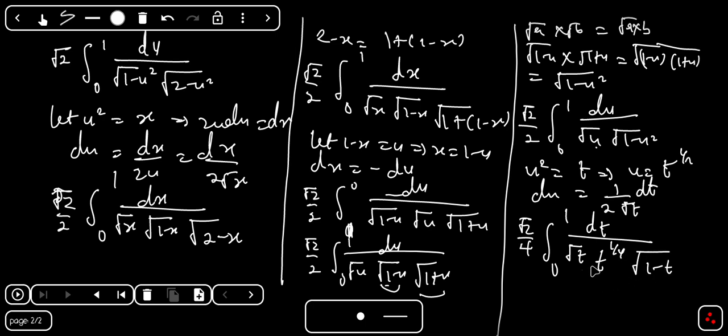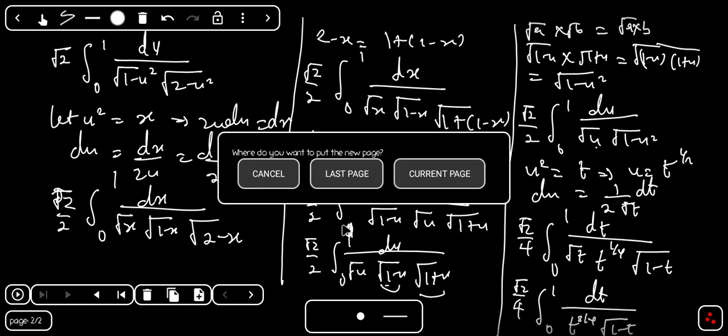So square root of t multiplied by t raised to the power of 1 over 4, that will be t raised to the power of 3 over 4. Okay, so this will be square root of 2 over 4, then multiply by the integral from 0 to 1 of dt over t raised to the power of 3 over 4, then multiply by square root of 1 minus t. Okay guys, let's move to the next page.